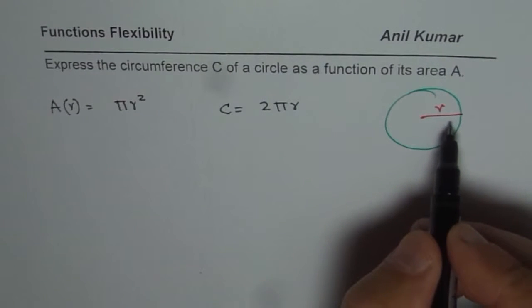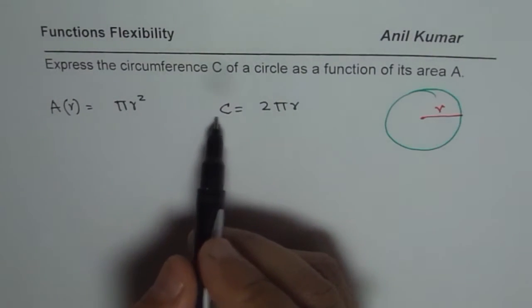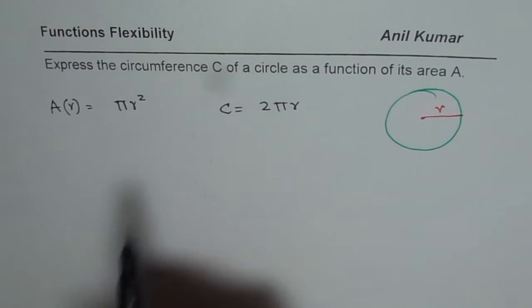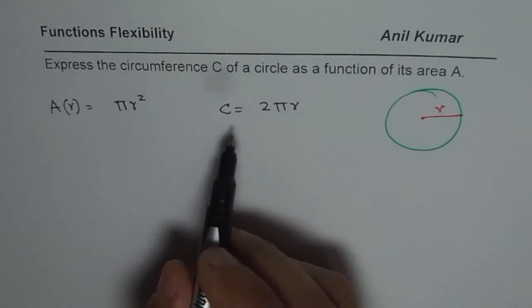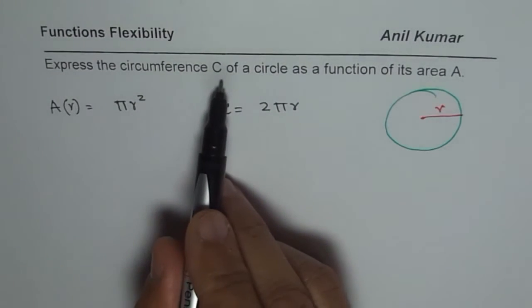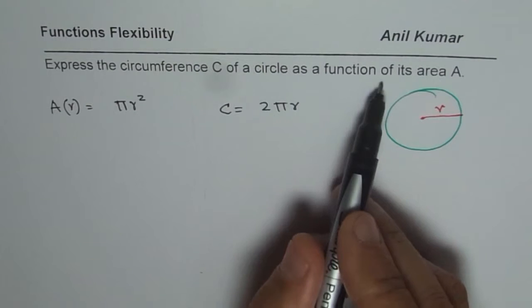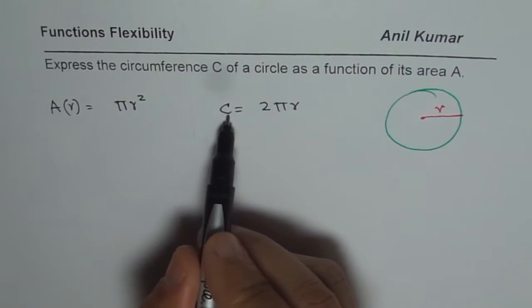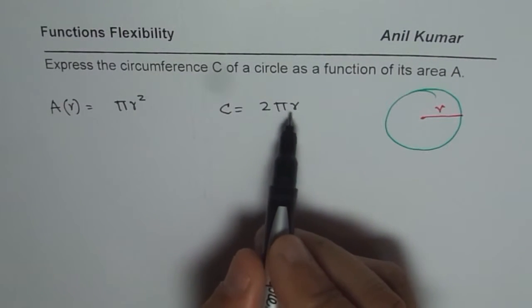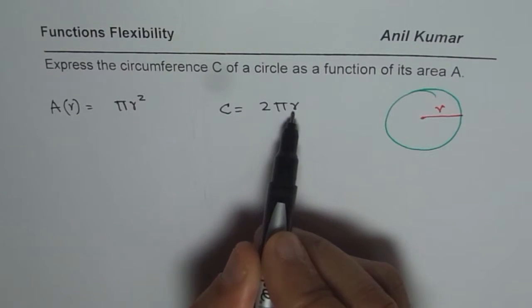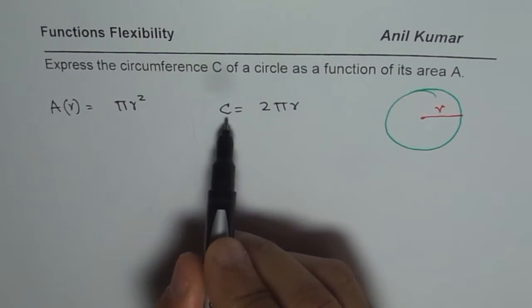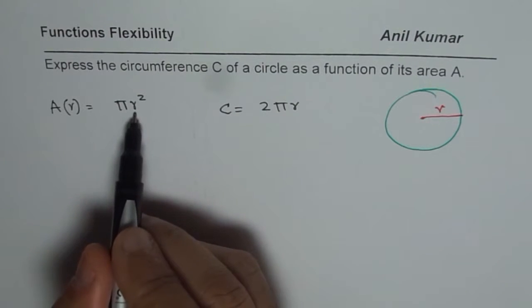But let us say you are interested in relating circumference and area. How are you going to relate it? That is the question we are going to address. So in this particular video, we'll express circumference of a circle as a function of area. So we want circumference as something times area, right? That means we will exclude r, or we will write r in terms of area, substitute here and get circumference in relation with area. So that we can do from here, right?